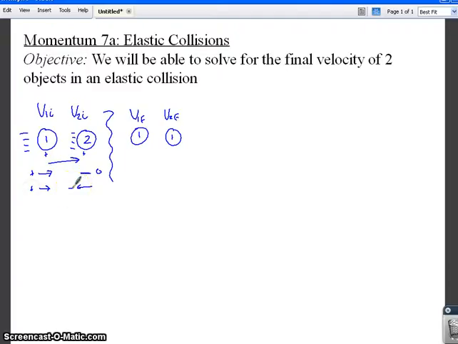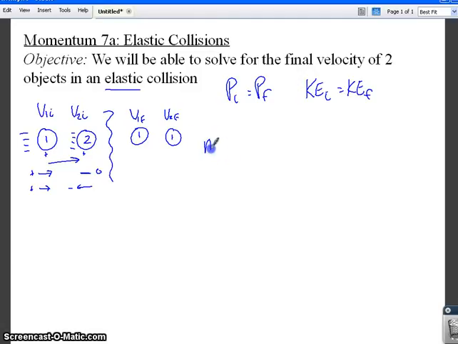And so with an elastic collision, we know two things. We know that the initial momentum equals the final momentum, and we know that the initial kinetic energy equals the final kinetic energy. Okay? No energy is lost. So let's write out this equation first.